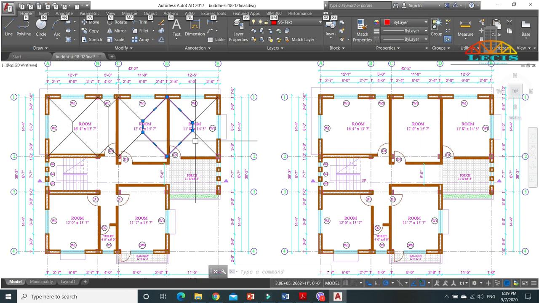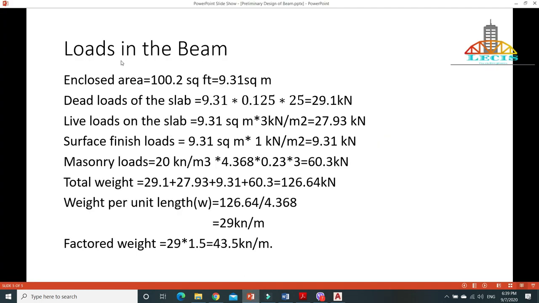Now we are going to calculate the total load on the beam. You can see here, the enclosed area is 100.2 square feet, which equals 9.31 square meter. And dead load of slab equals this area into, suppose the depth of slab is 125 mm or 0.125 meter. So area into depth equals the volume of the slab, into 25 kilonewton per meter cube, the unit weight of slab. So this will give the total dead load of the slab, which equals 29.1 kilonewton.